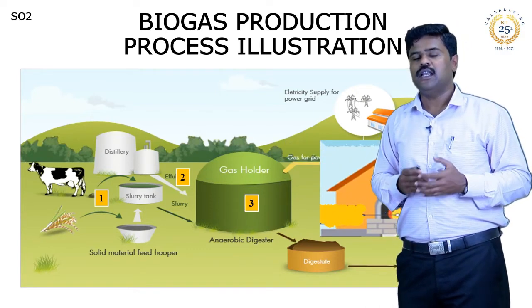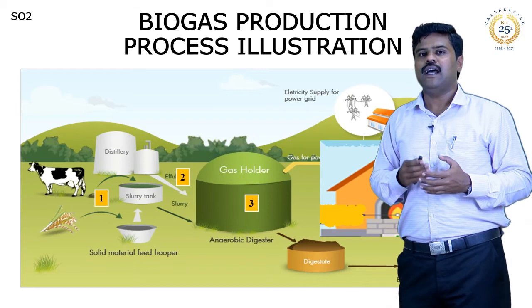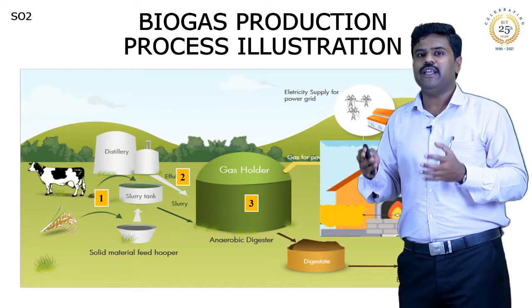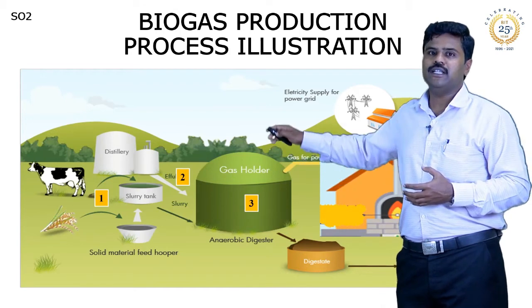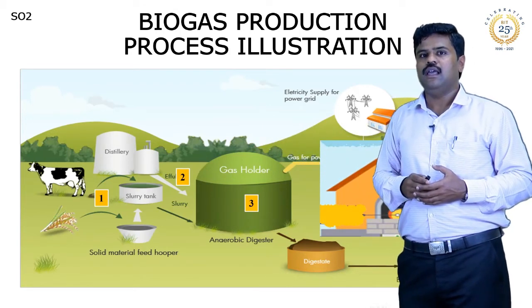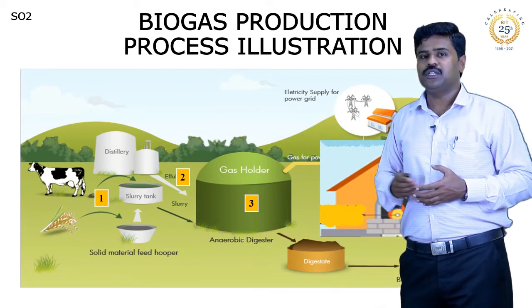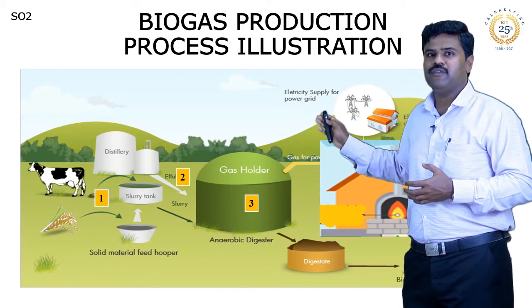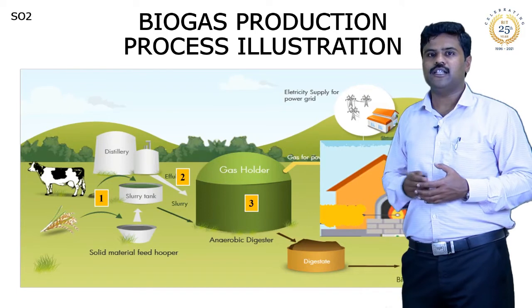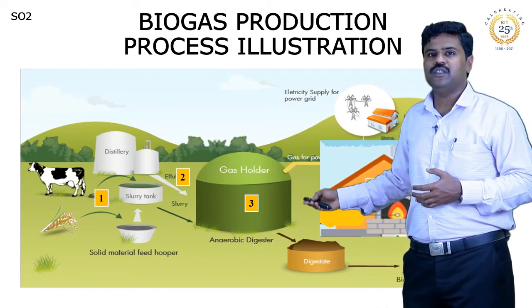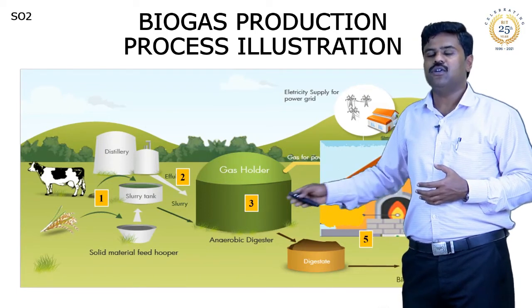In the anaerobic digester, anaerobic digestion will take place and the organic matter will get decomposed and the biogas will start to produce, and this biogas will get collected in the gas holder. Once the biogas gets produced, then this can be applied for different applications like electricity generation, for cooking and also for transportation.